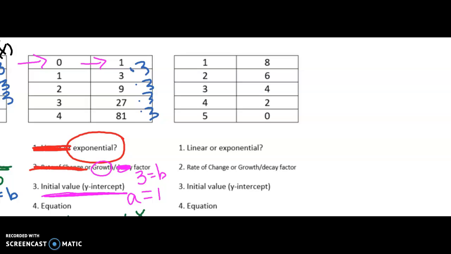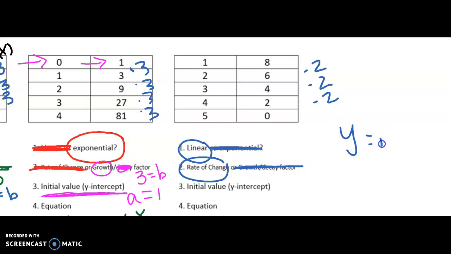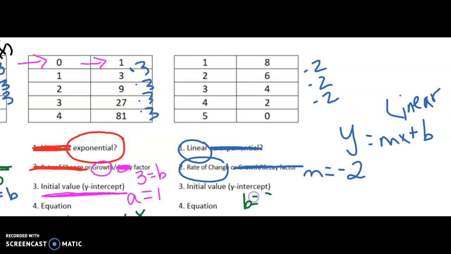All right, so for this one, we got to look at the pattern. From 8 to 6 to 4, that's minus 2, minus 2, minus 2. Because I'm subtracting 2 each time, it is linear. Therefore, it is a rate of change. So we're talking about linear, which is y equals mx plus b. Remember that. That's linear. So my rate of change is negative 2, which is my slope. And my y-intercept is 8.